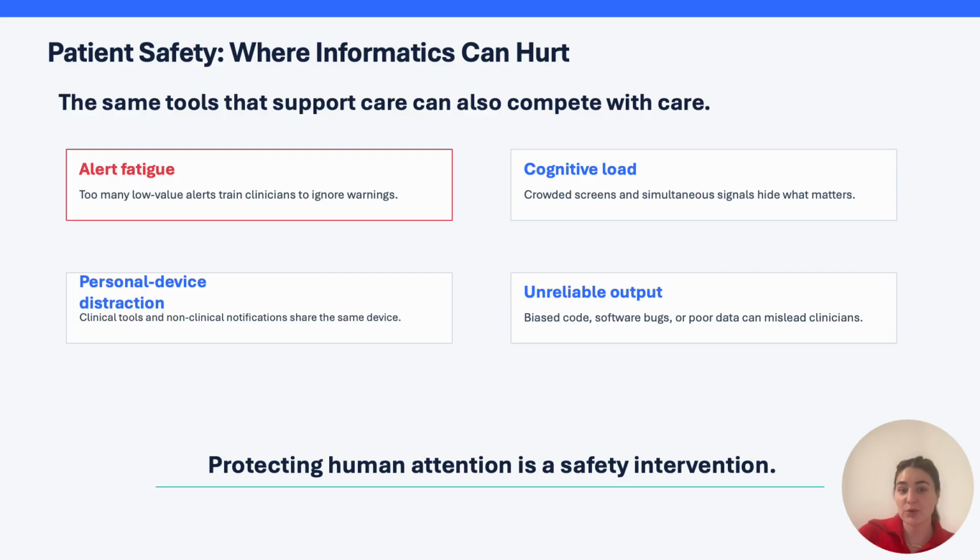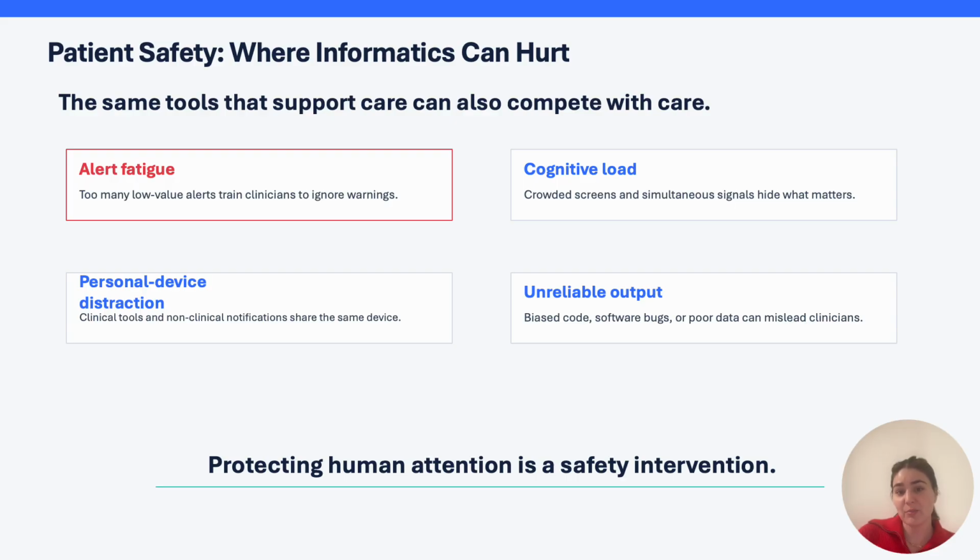Personal devices create a unique risk because the same phone or tablet may contain both useful clinical applications and non-clinical notifications. A provider may open the device to check a medication dose but become distracted by a message or another application. Unreliable output is also dangerous.